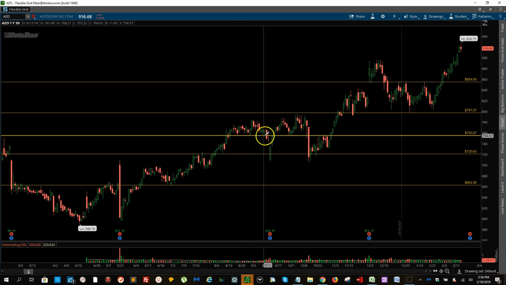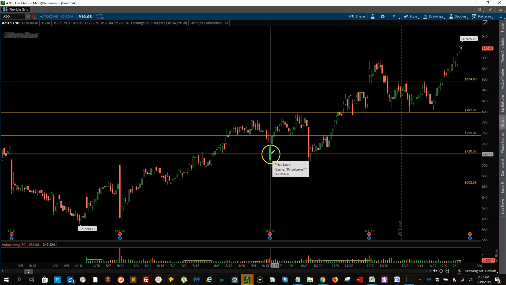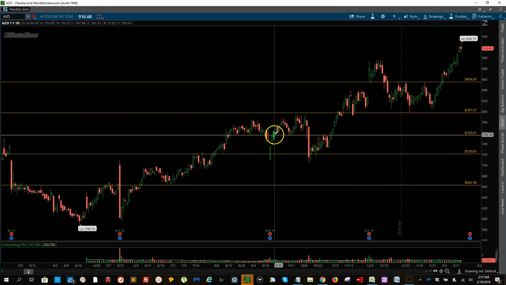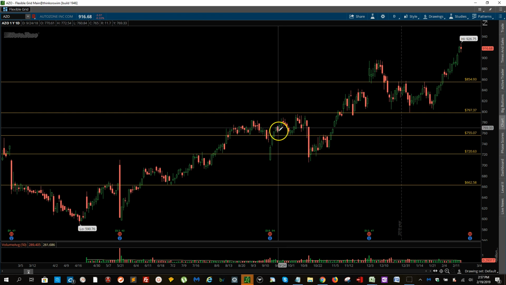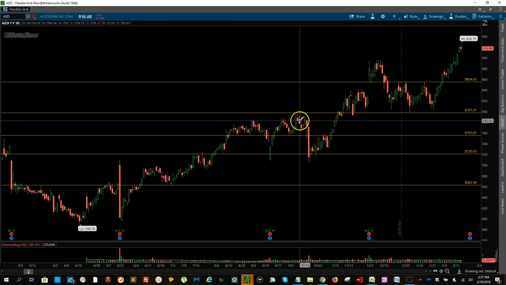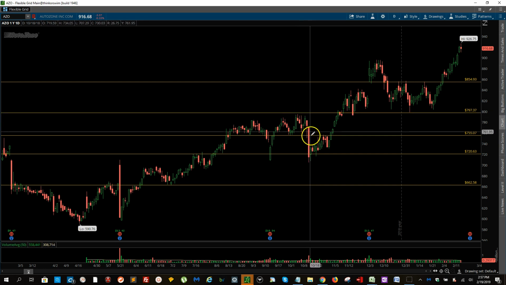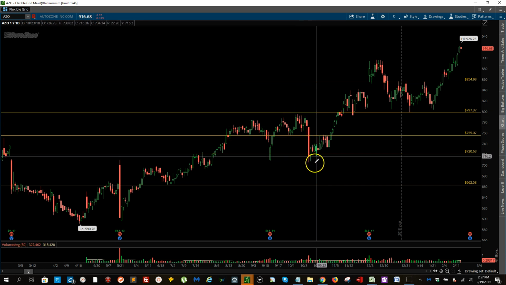So it bounced up, came back down, then it finally did break through, came back down here, broke through this level, came back up. And the minute it went back up through 755.07, it became support again here, here, and here. And then now we're creating another level where on these wicks up here, 797.37. Eventually it broke back down, came back down to this level.